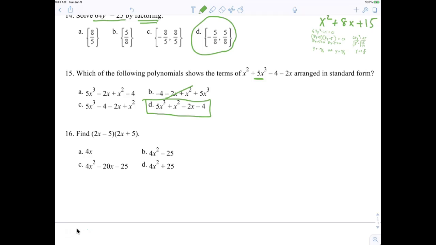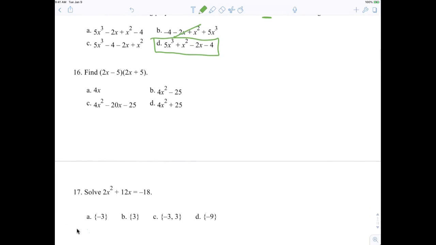All right. Now, for 16, you're just multiplying. When you multiply 2x times 2x, you get 4x squared. Now let's do the smiley face. Negative 10x and positive 10x do what to each other? Cancel. They cancel out. Everybody good with that? All right, now when they cancel out, you just multiply negative 5 times positive 5, which is negative 25. So correct answer is B. All right.